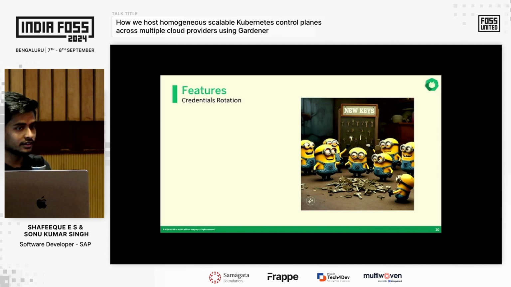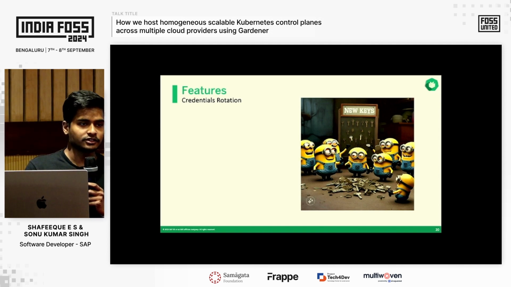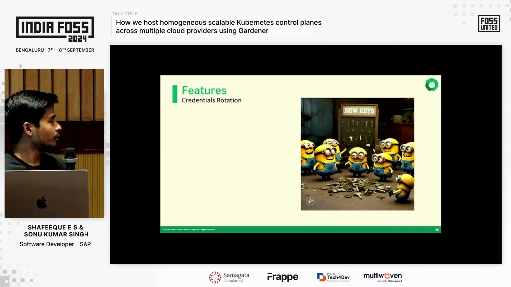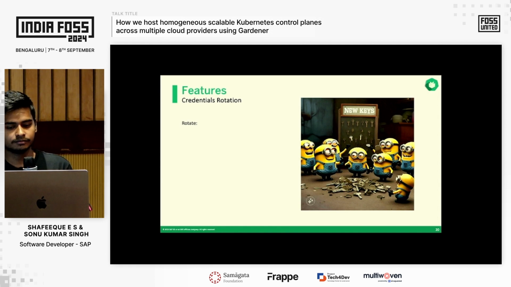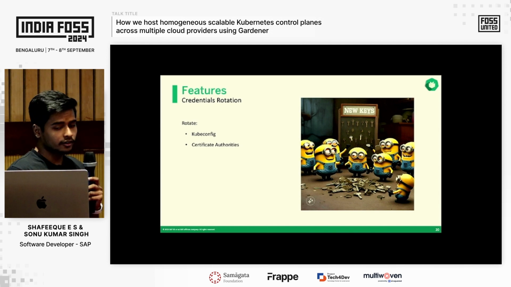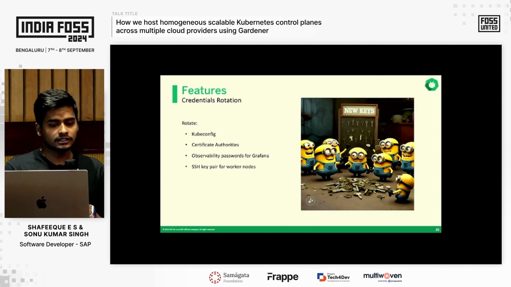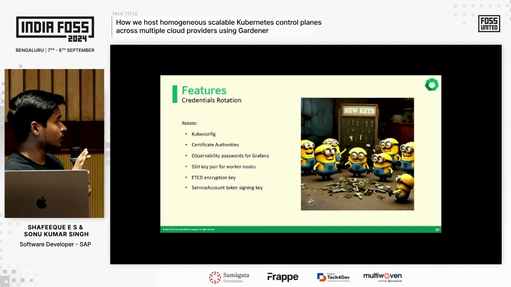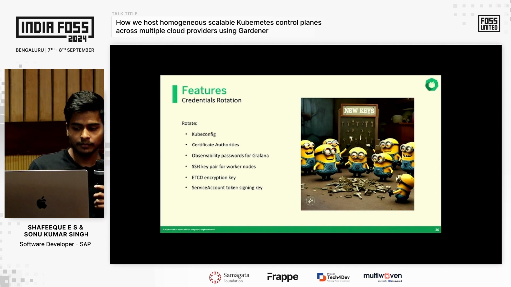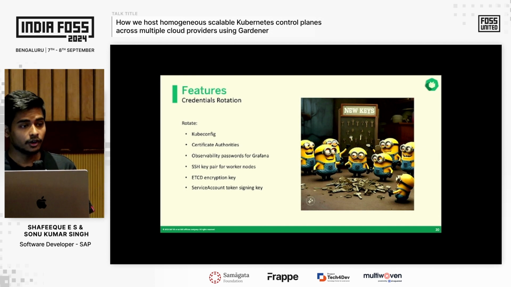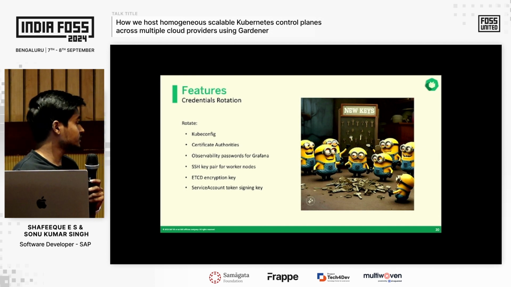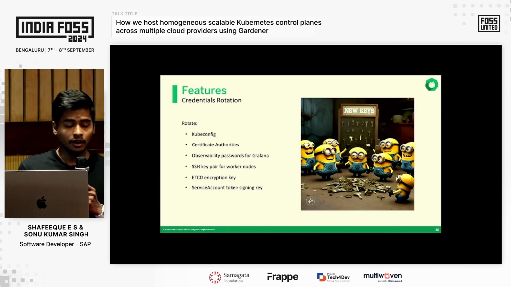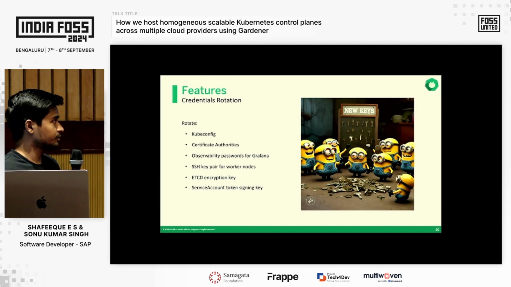Up next is credential rotation. This is one of the key features offered by Gardener, and from what I know, any major managed Kubernetes service provides this feature. In a Kubernetes cluster, you'll have multiple secrets, for example, kubeconfig, CAs, observability password, and some others. For compliance reasons, you have to regularly rotate them, and for security reasons also. Doing this manually, one by one, is a very tedious and cumbersome task. In Gardener, you don't need any of that, and you can just simply rotate the credentials with only a set of annotations.